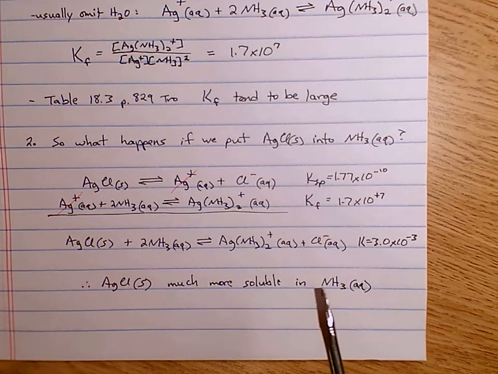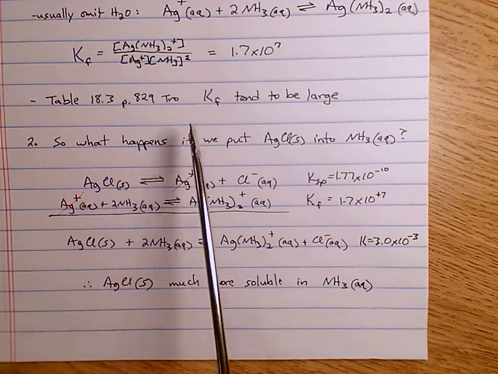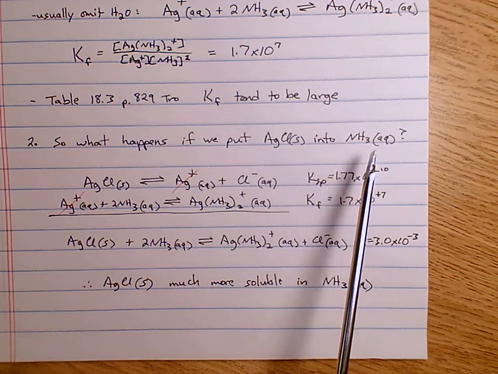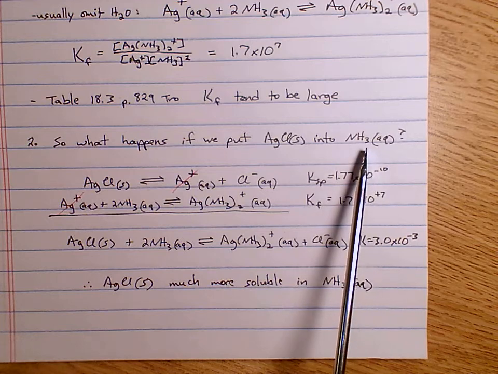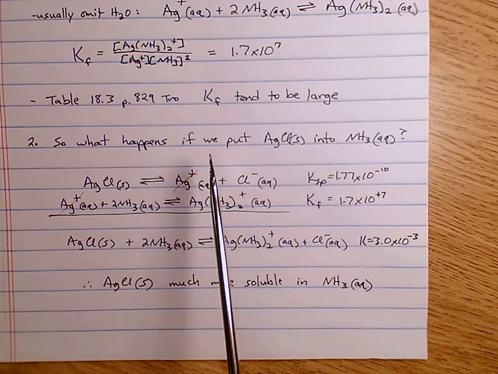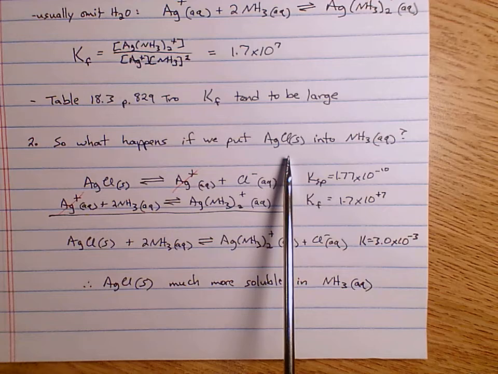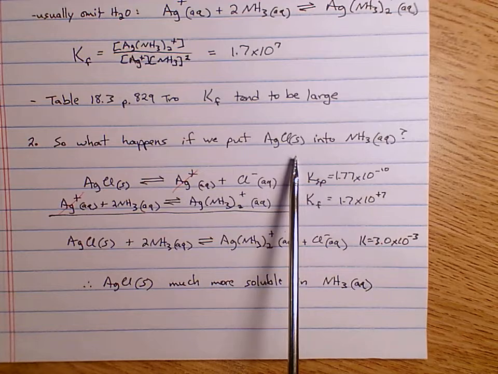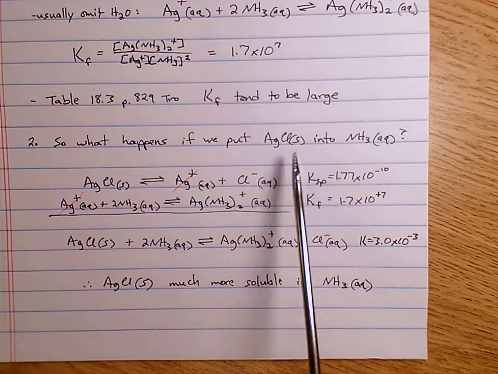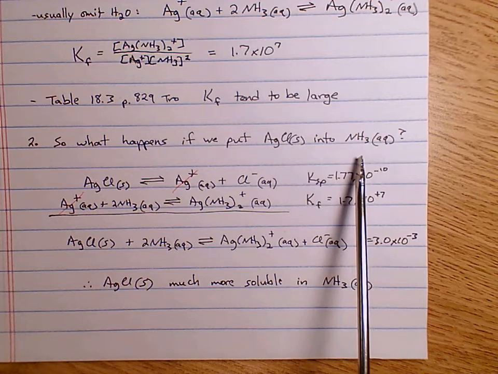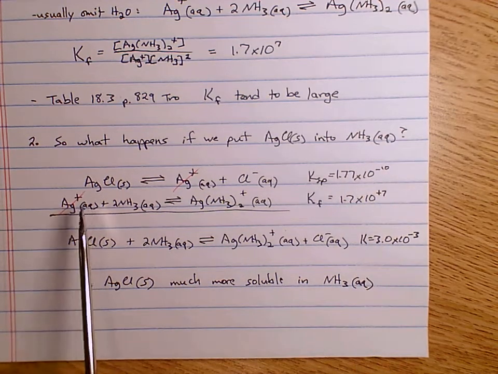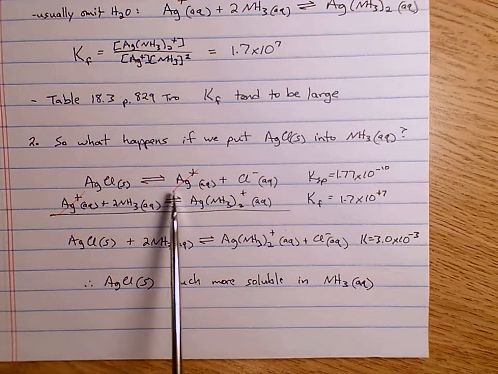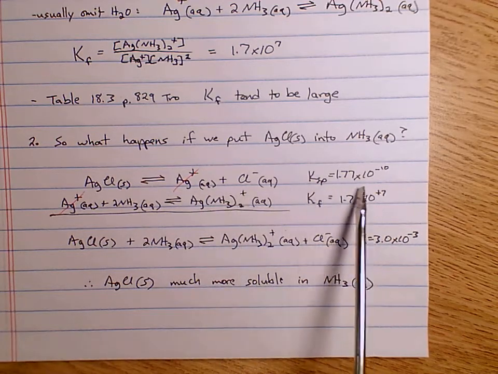So here's a question for you. What would happen if you put AgCl, solid silver chloride, into aqueous ammonia instead of just plain water? Now we know that silver chloride is not very soluble in water. The Ksp is like 1.77 times 10 to the minus 10. So what will happen if our solid silver chloride goes into ammonia? Well, we know that silver chloride solid dissolves in water to Ag+ and Cl- with a very small Ksp.